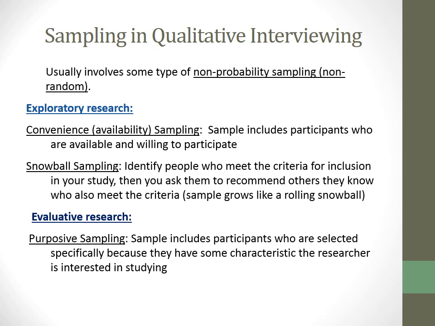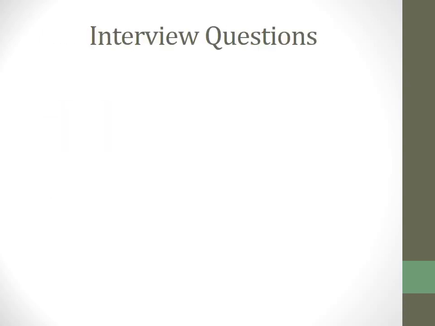Qualitative research might also be evaluative, and therefore the researcher would want to talk to particular people who have knowledge about the program that is being evaluated. In this type of research, purposive sampling is often used, in which a sample includes participants who are selected specifically because they have some characteristic the researcher is interested in studying. For example, staff who are implementing a program that is being evaluated, or key informants who have specific knowledge about some aspect of the program or research topic.